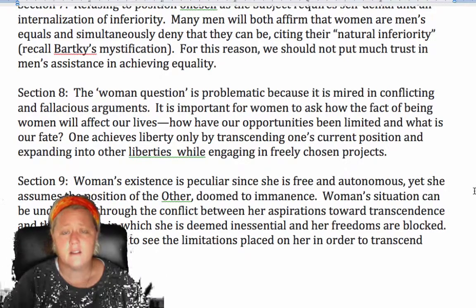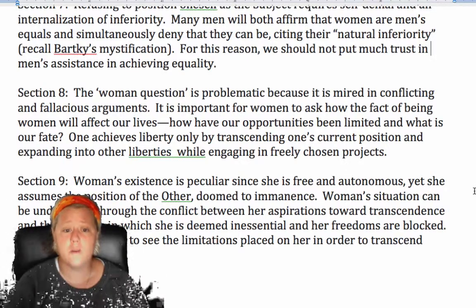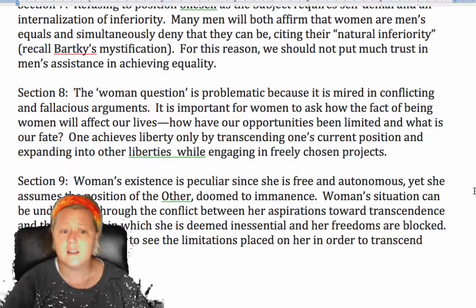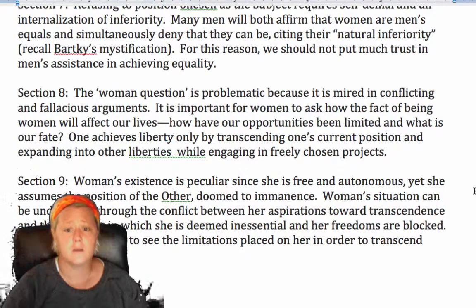In Section 9, Beauvoir argues that women's existence is peculiar since she is free and autonomous, yet she assumes the position of the other, doomed to imminence. Woman's situation can be understood through the conflict between her aspirations toward transcendence on the one hand and the situation in which she is deemed inessential and her freedoms are blocked. Woman must be able to see the limitations placed on her in order to transcend them.